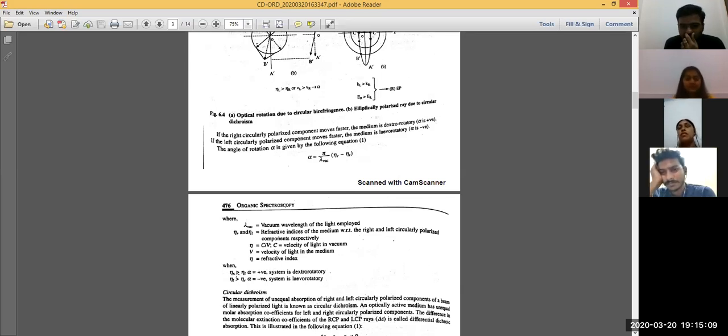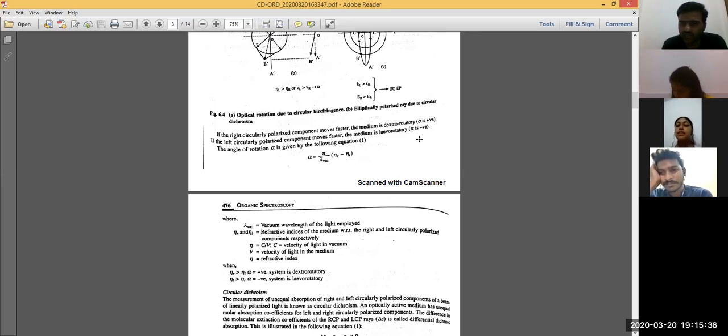If the right circularly polarized light's eta is greater than the left circularly polarized light's eta, can you tell me whose velocity is larger? Is VR greater or is VL greater? VL is greater. Because V and eta are inversely related. They're not directly proportional.